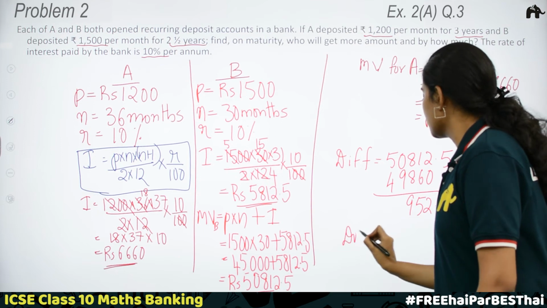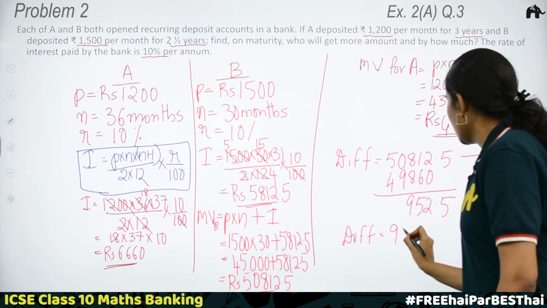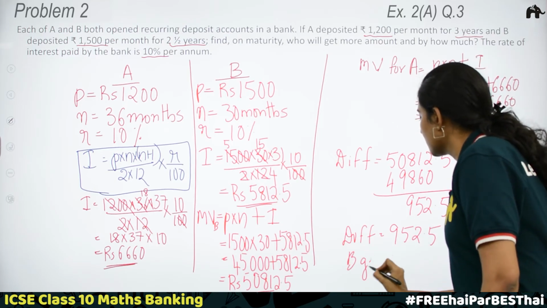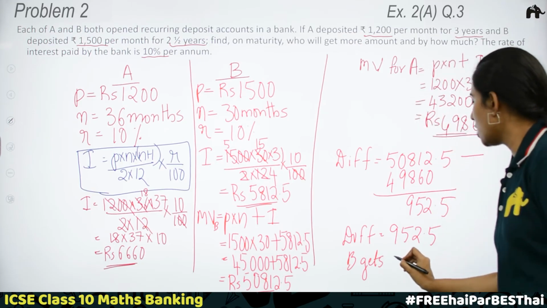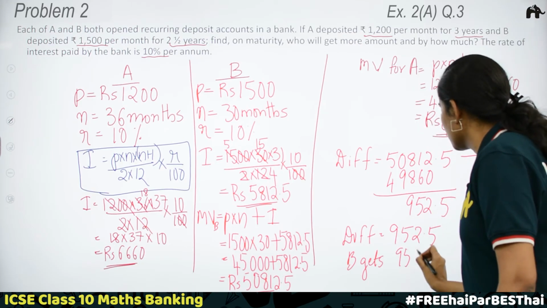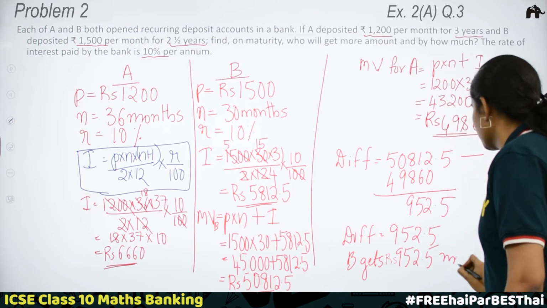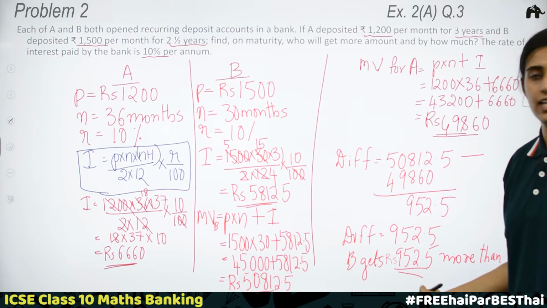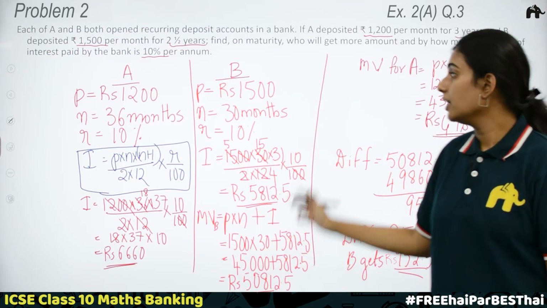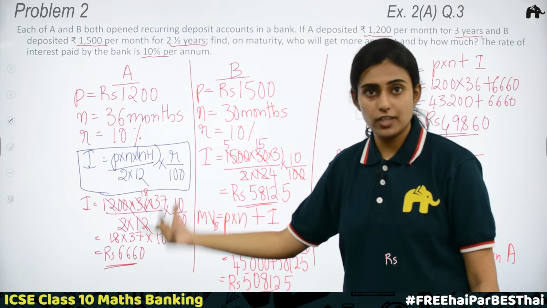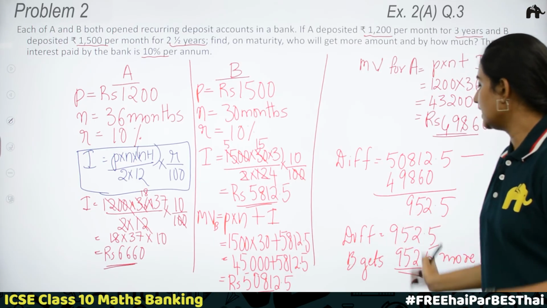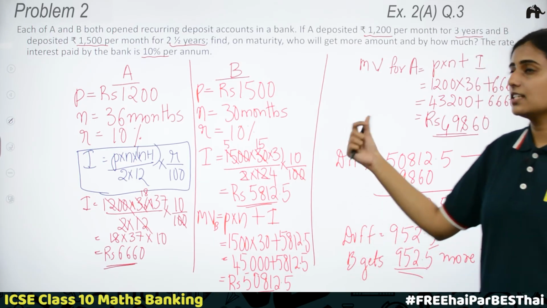That is difference is equal to 952.5. B gets an amount of 952 more than A. Calculation part is clear. You have to find the interest and maturity value of A and B separately. After getting the maturity value, you just need to find the difference. This is how this problem can be solved.